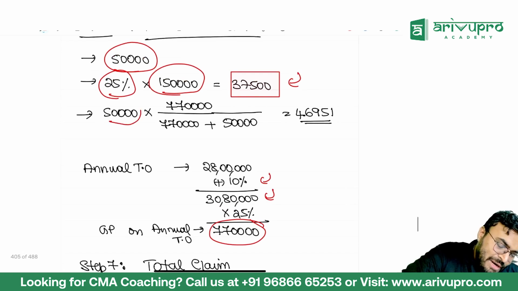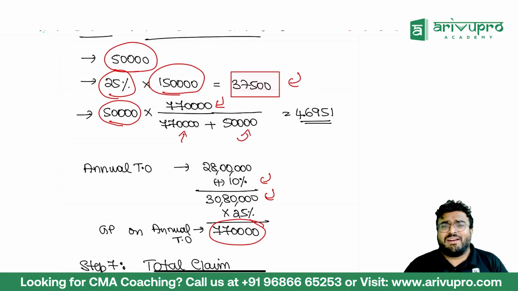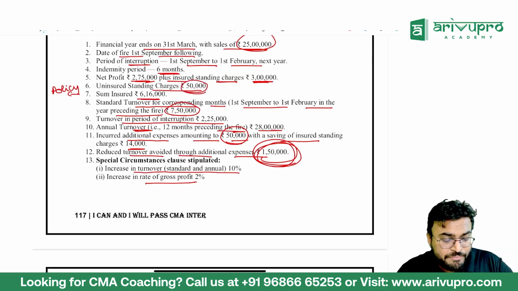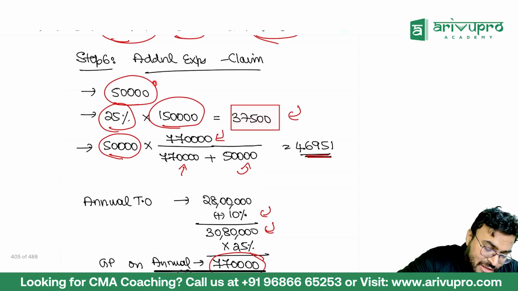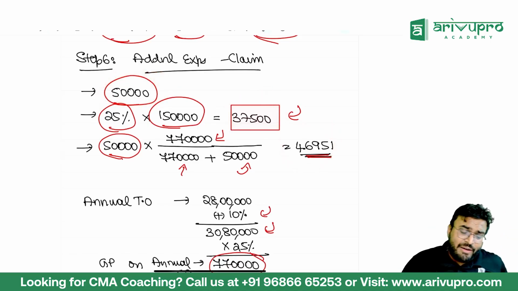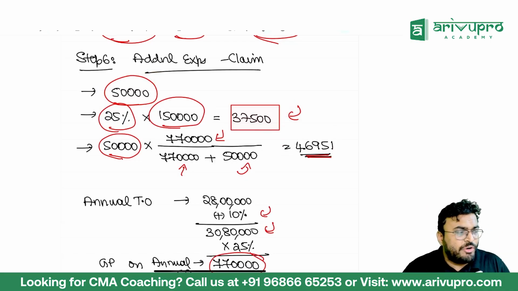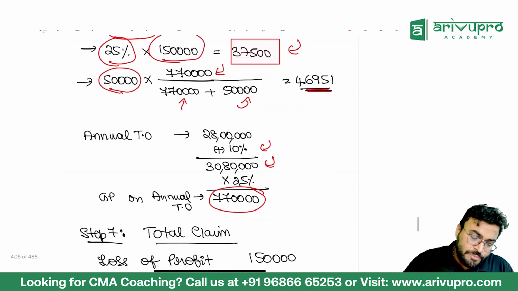Use the formula: additional expenses into gross profit on annual turnover divided by gross profit on annual turnover plus uninsured standing charges. Sir, from where did we get the uninsured standing charges? Sir, here only it's given, uninsured standing charges is 50,000. Take 50,000. Now you get a value, whichever is less. Which is less in this? Here we are telling 50,000. Here we are telling 37,500. Here we are telling 46,951. That means this 37,500 is going to be the additional expense. Is this clear? Yes.